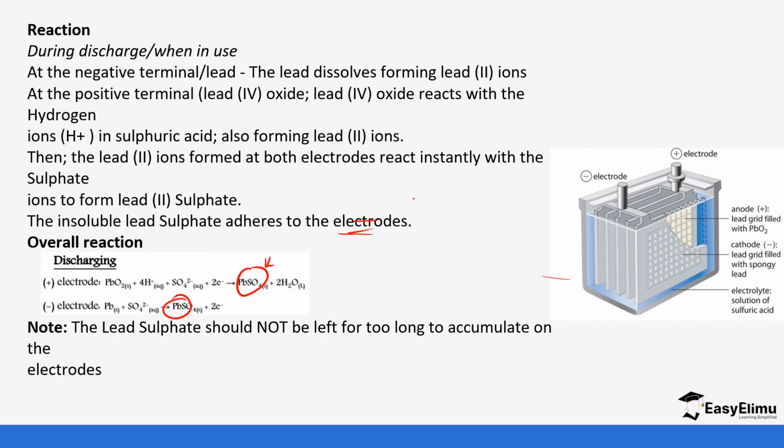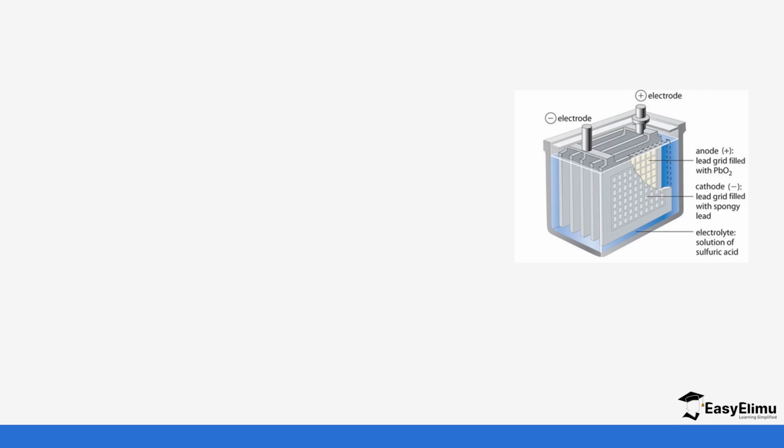So the lead sulfate should not be left for too long to accumulate on the electrode. That's the reason why it's also taken back for repairs. It's usually scraped off after some time.